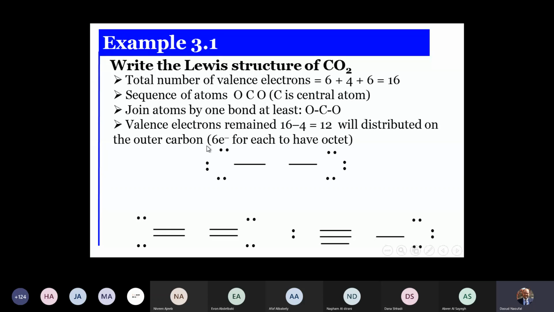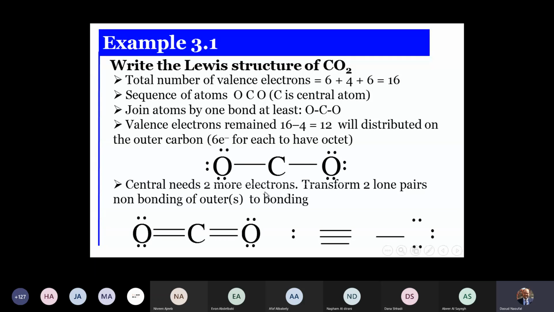These 12 electrons will be distributed on the outer atoms in order to have a complete octet. So in the case of CO2, the central carbon has 2 bonds around, to oxygen and oxygen. 16 minus 4, we have 12. So we distribute 6 electrons on the first oxygen, and another 6 electrons on the second oxygen. And as you observed, the carbon in the center needs more electrons.